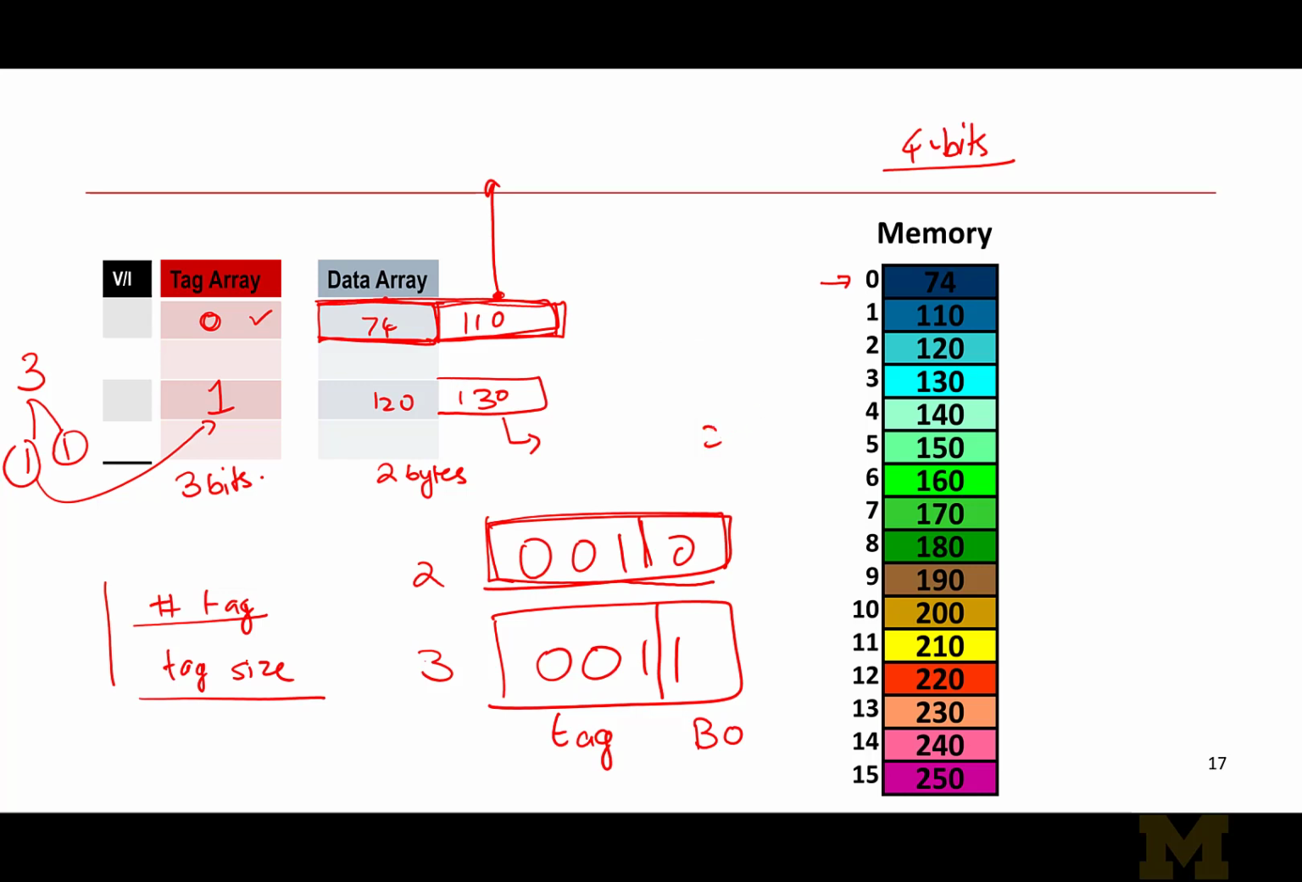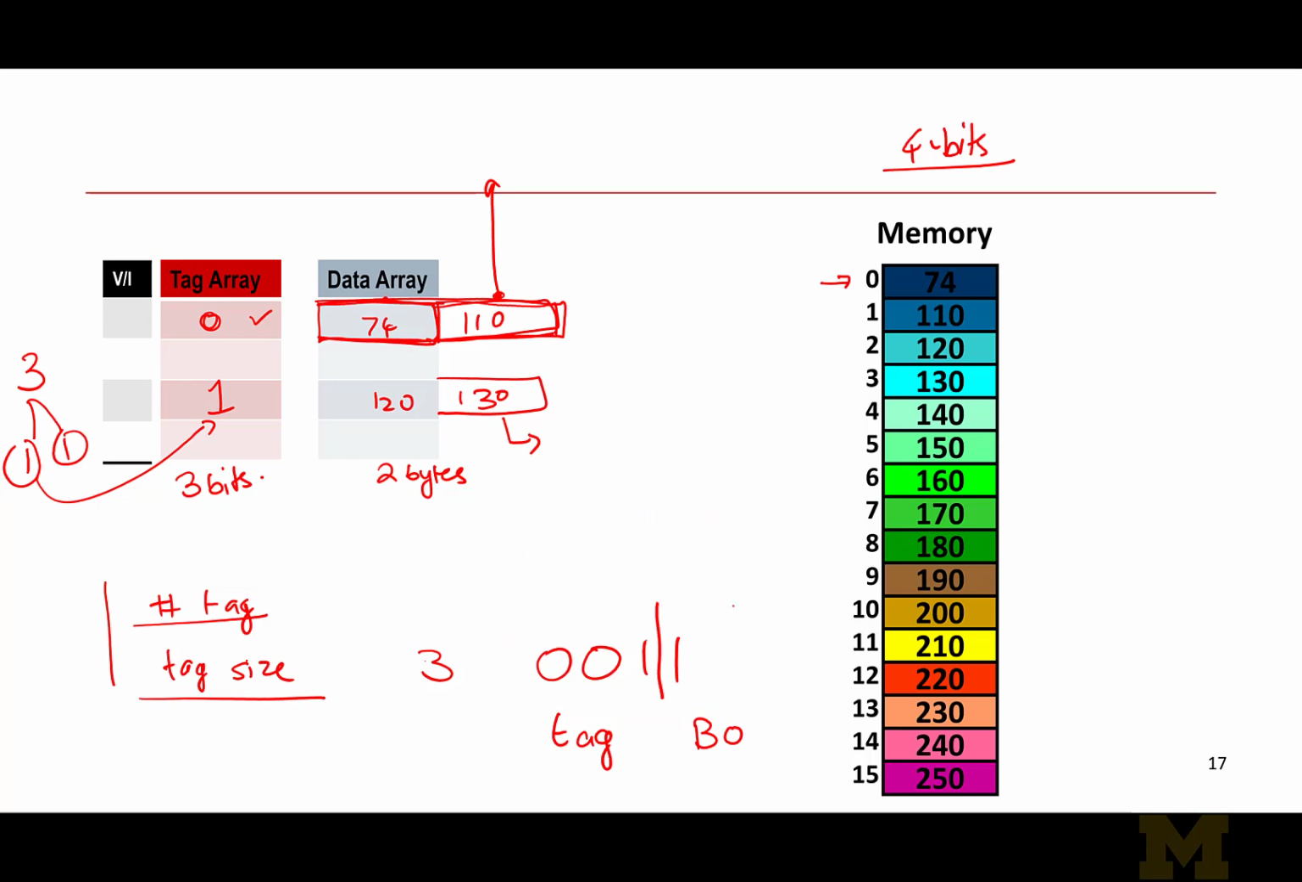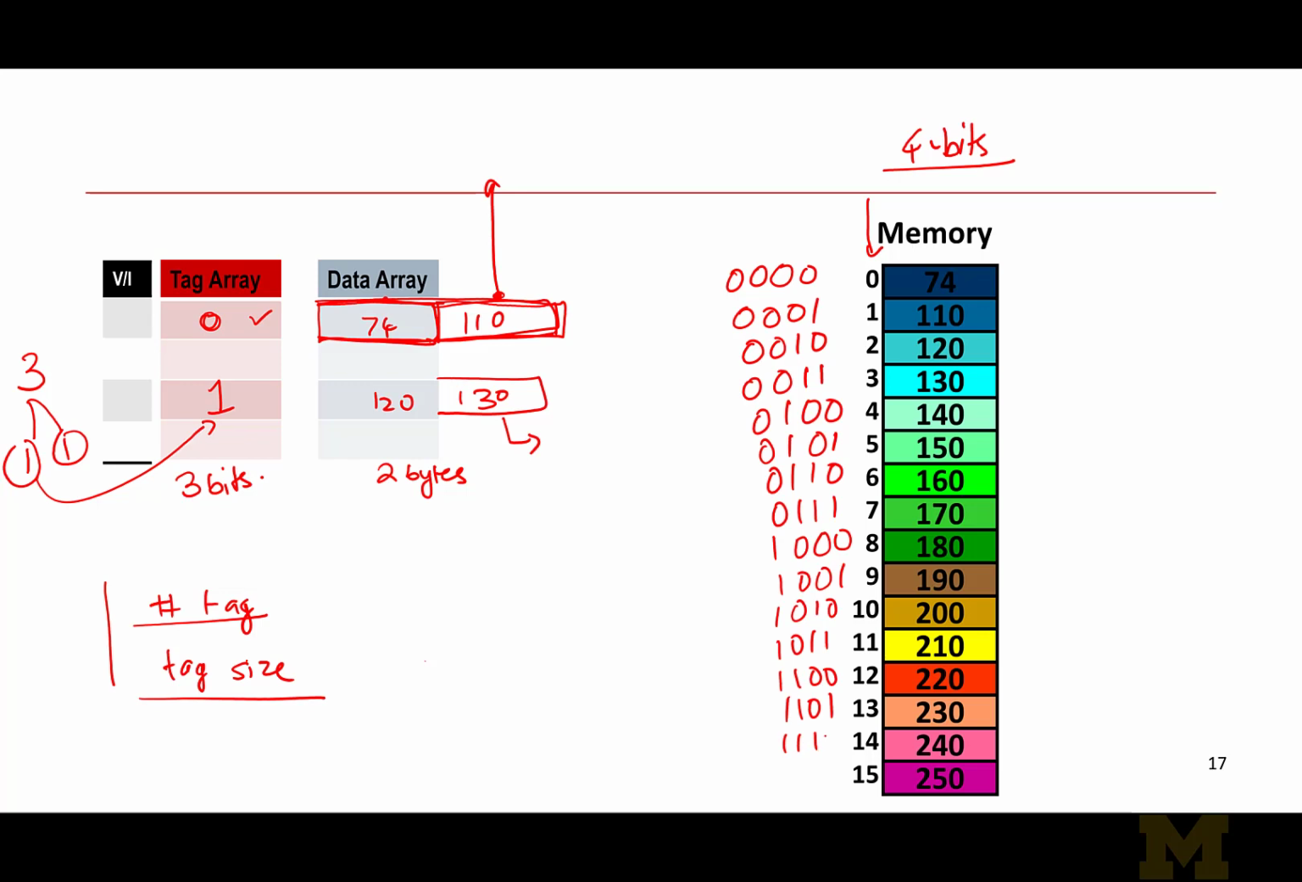Okay, now let's go through all of these addresses that we have for this memory. What I'm showing here on this column are the addresses. I'm going to represent these addresses in binary format and compute the tag and the block offset. So for 0, I'm going to start with 0000, 0001, 0010. Alright, so I represented the addresses in the binary format.